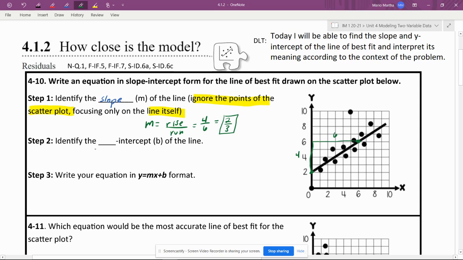And then step 2, identify the y-intercept, the b value of the line. Remember, we're always writing our line in y equals mx plus b form. The y-intercept of the line is where the line crosses the y-axis, and in this case it's easy enough for us to identify, which is positive 2. So we're going to say b equals positive 2. And then from there, we're just going to write our equation in slope-intercept form, y equals mx plus b form. So y equals the m value, which is 2 over 3, times x, and then plus, as always, our y-intercept, which is just plus 2.